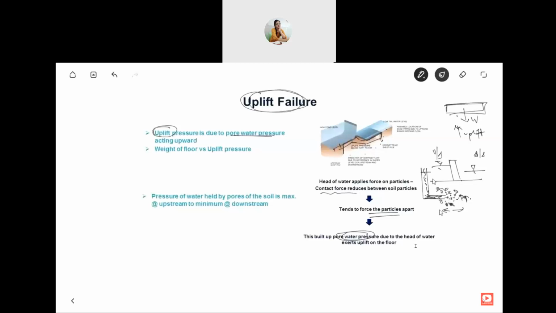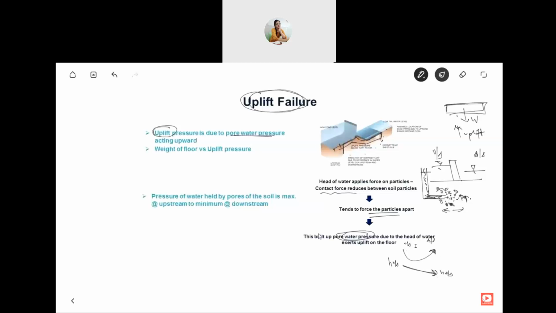And also because of seepage, the uplift pressure keeps on decreasing. When there is seepage, water flows from upstream to downstream. When water flows from upstream to downstream, what happens is this head keeps on reducing. This is the head of water at upstream and this is the head of water downstream. It can be assumed to drop constantly as water seeps through.